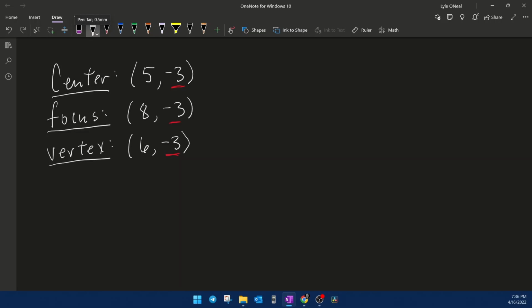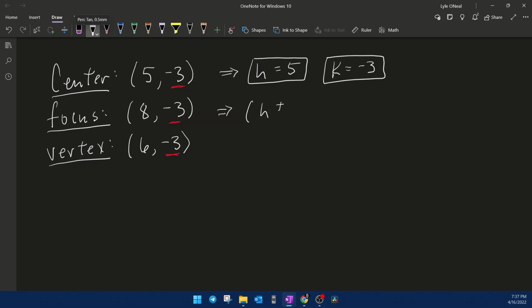Now, from the information we're given, we can gather that h is 5 because h is the x-coordinate of the center. K is -3. K is the y-coordinate of the center. The formula for the foci are h plus or minus c, comma k, and the formula for the vertices are h plus or minus a, comma k. And so what I'm going to do next to determine whether it's the plus or the minus coordinate that I'm given, I'm going to sketch a quick graph.